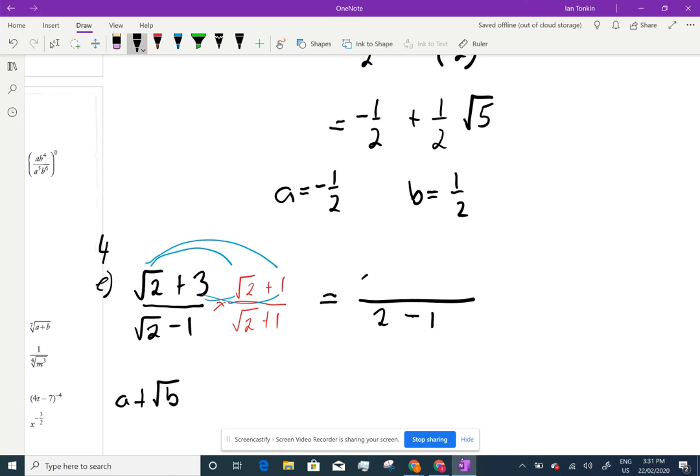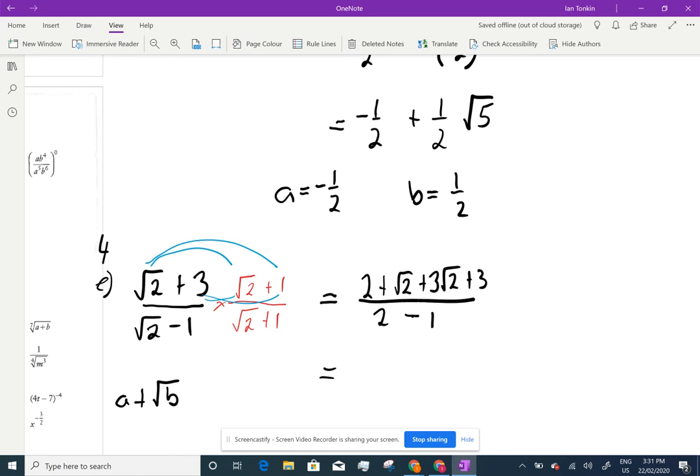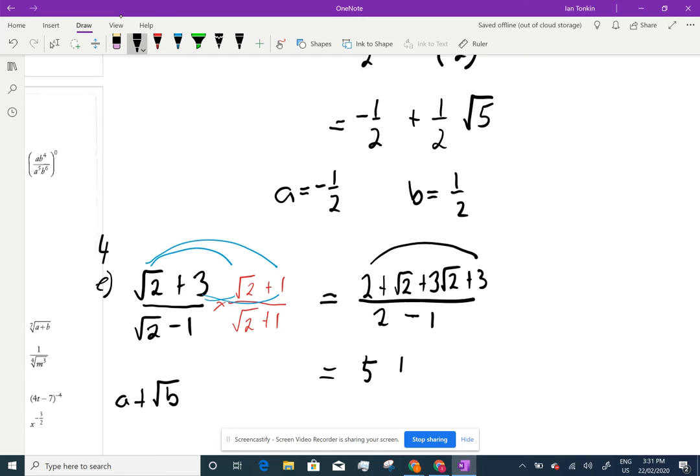You watch. Root 2 times root 2 is 2. Root 2 times 1 is 1 root 2, or just root 2. 3 times root 2, 3 root 2. 3 times 1, 3. So what do I get? 2 plus 3, they're like terms. 2 plus 3 is 5. And 1 root 2 plus 3 root 2 is 4 root 2. Now that's all over 1.